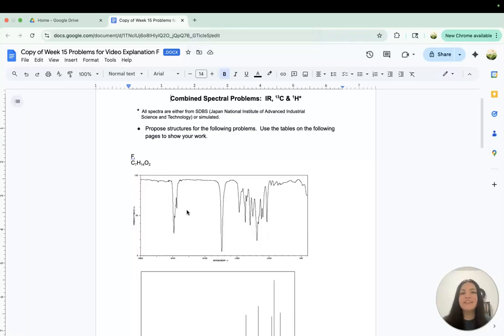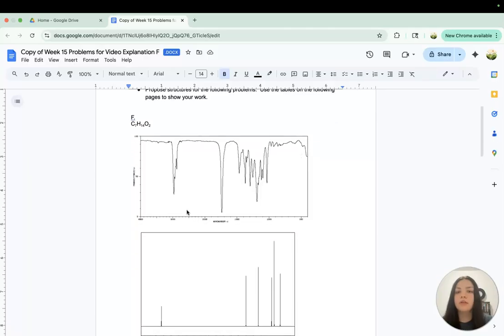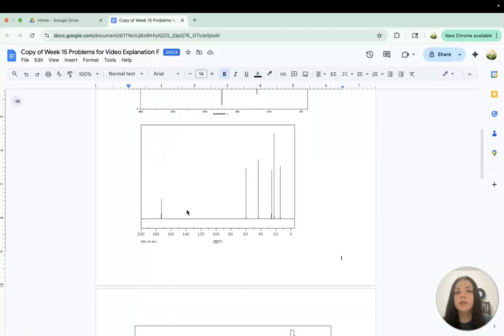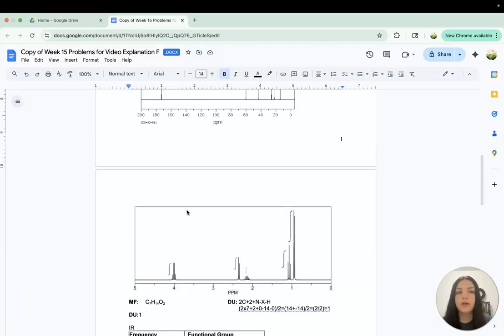Hello, my name is Kyley Stazewski, and in this video I will walk you through a complete structural interpretation of a compound with the molecular formula C7H14O2. I was given group F along with these charts that you see right here. I will use these charts and explain how I used infrared spectroscopy, carbon-13 nuclear magnetic resonance spectroscopy, and proton nuclear magnetic resonance spectroscopy data to determine the correct structure.